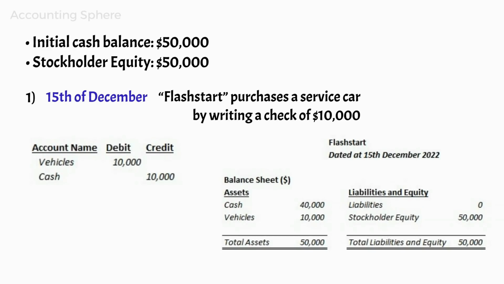Cash decreases from $50,000 to $40,000, due to the $10,000 spent on the purchase of the vehicle. Vehicles increase by $10,000, as we recognize the purchase. Stockholders' equity remains at $50,000, as it was not affected by this transaction.